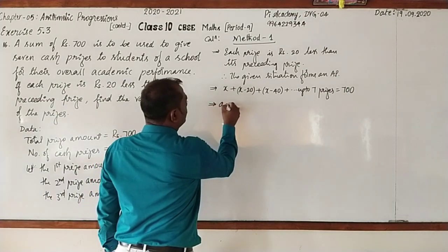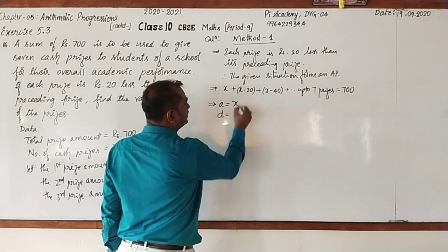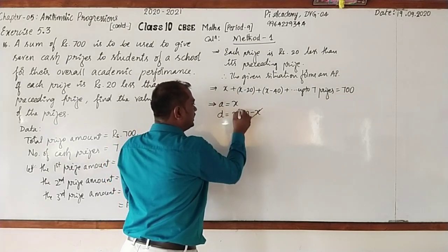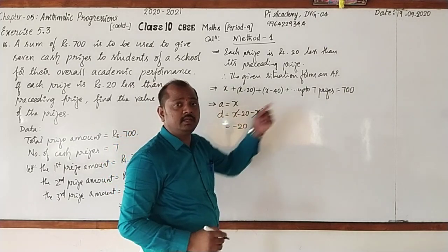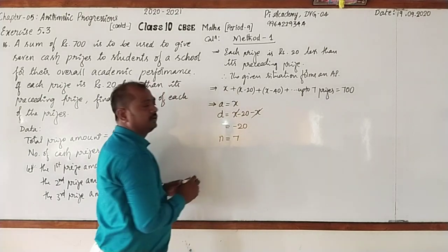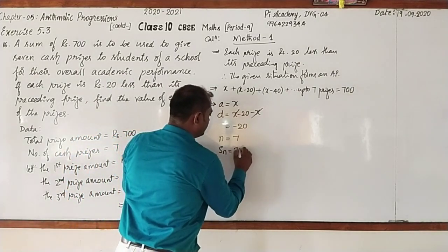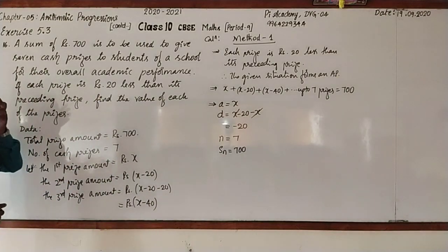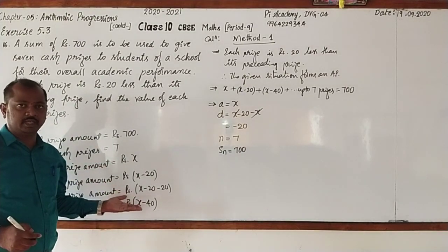Now you may write. Here I'll write. What is a? a is x. Then common difference, d is x minus 20, second term minus first term, minus x. Plus x and minus x get cancelled. It is minus 20. What does 7 indicate? It is n, the number of prizes. Number of terms is 7. 700, that is the total amount. It is Sn. Clear? To find out the value of each prize, you must know the value of x.